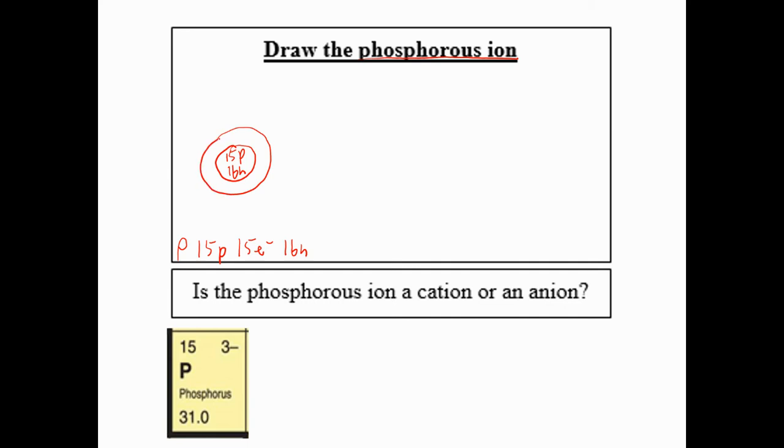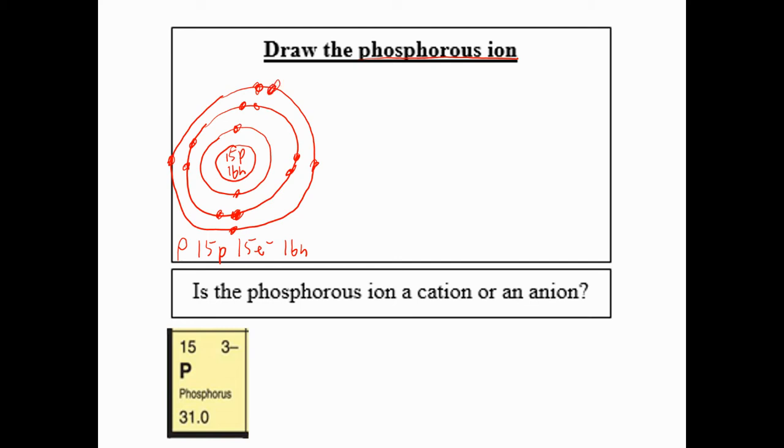Now we can start placing our electrons. So 1, 2. This one's going to be full. I know that because there's 15 electrons total, and I can only place 10 on the first 2 shells altogether. And then one more shell here. 1, 2, 3, 4, 5. This is the neutral phosphorus.